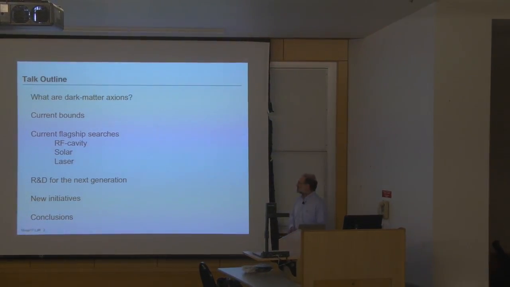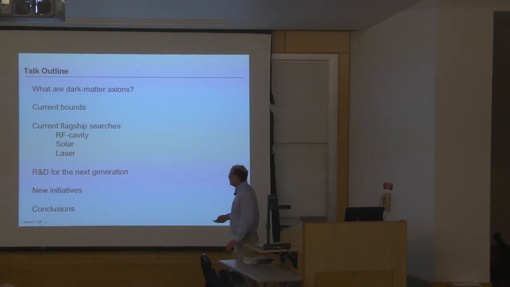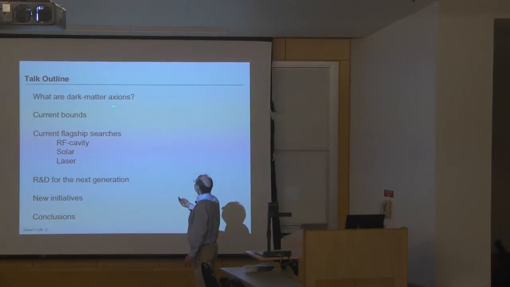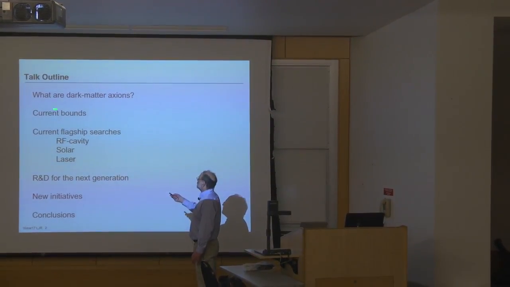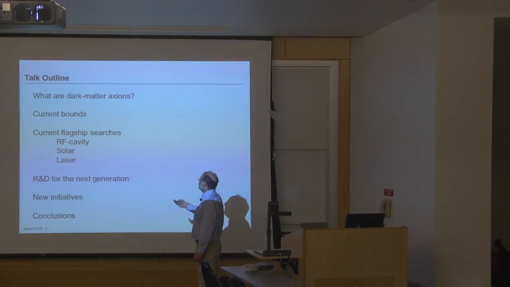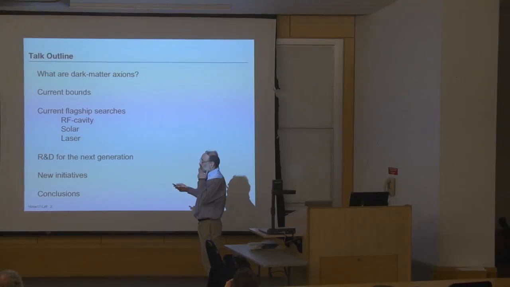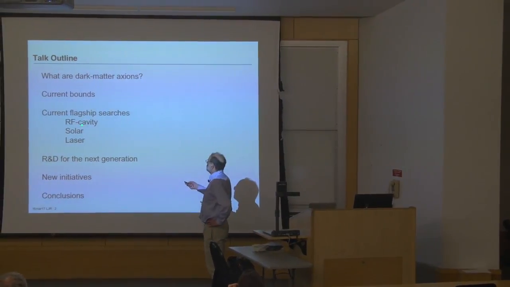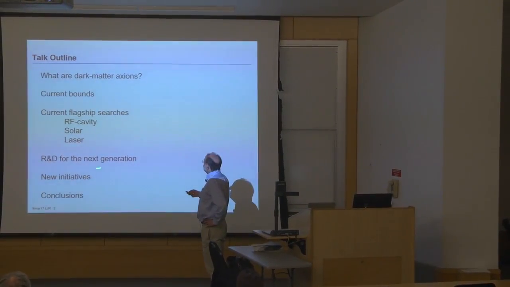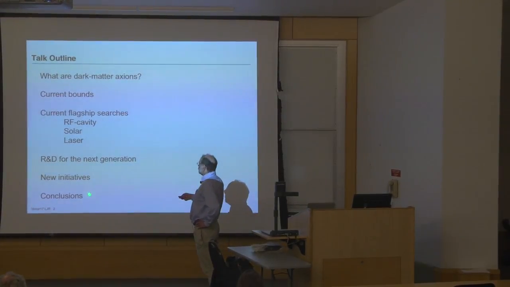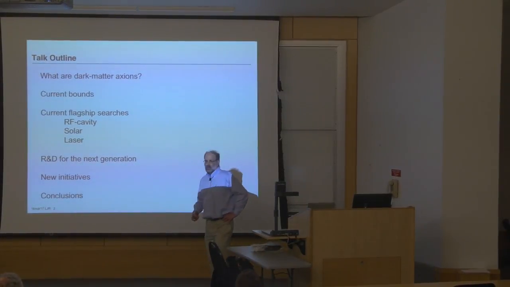This is the outline of the talk. Quickly, what are dark matter axions? What are their current bounds? In other words, where can we constrain them? There are three flagship searches. There are probably 10 or 20 methods to search for axions. I'll just talk about three. R&D for how to move forward, new initiatives, maybe. We'll see how much time we have, and conclusions.